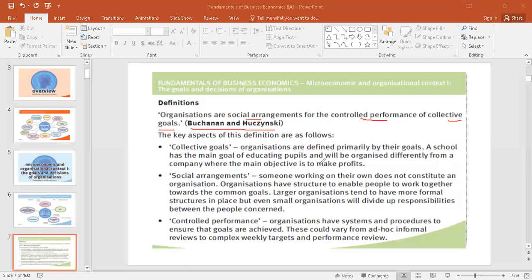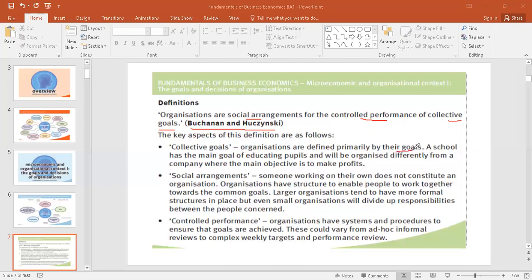Whatever it is, if it is a school, an educational institution, they may have a different objective, or a profit-seeking organization may have some other objective, but nevertheless all of them have the same kind of goal, a collective goal. That is very important: collective goals. All of them work towards the achievement of the same collective goal. Organizations are defined primarily by their goal. Whatever the objective, that goal is something which everybody together collectively has. So it's a collective goal.